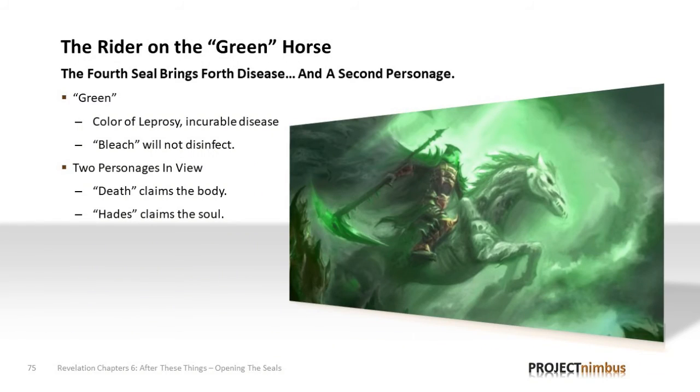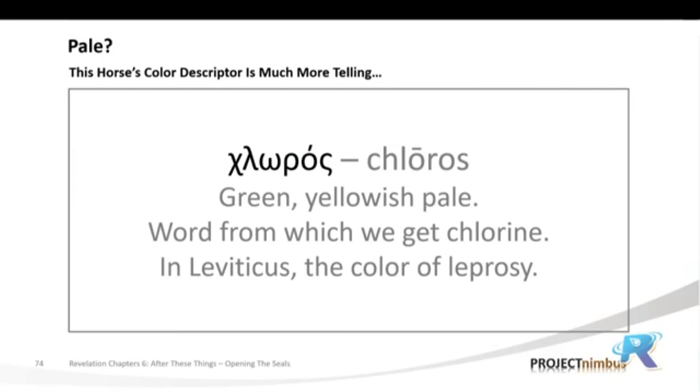So let's discuss the rider on this green horse. This fourth horse brings forth disease. Green. Interestingly enough, green in the Bible is a color used to describe leprosy. And what is leprosy in the Bible? It is the incurable disease. And when you see what this word actually means, the word in the Greek is chloros. It means green, yellowish, or pale. It is the word from which we get chlorine.